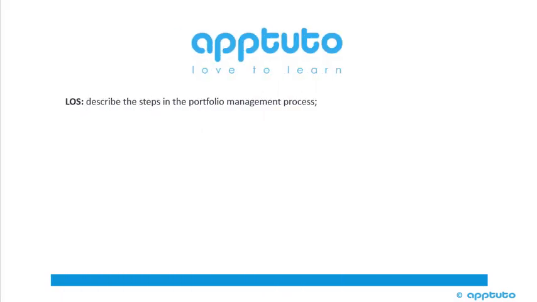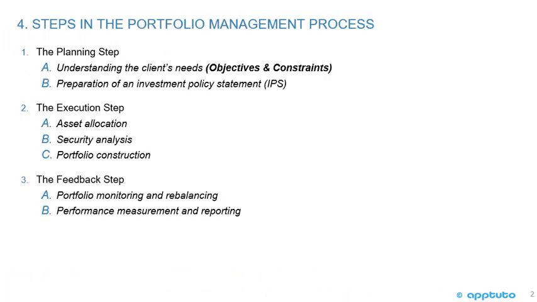This LOS is describe the steps in the portfolio management process. Steps in the portfolio management process. There's three main steps in the portfolio management process. Number one, the planning step. Number two, the execution step. And number three, the feedback step.